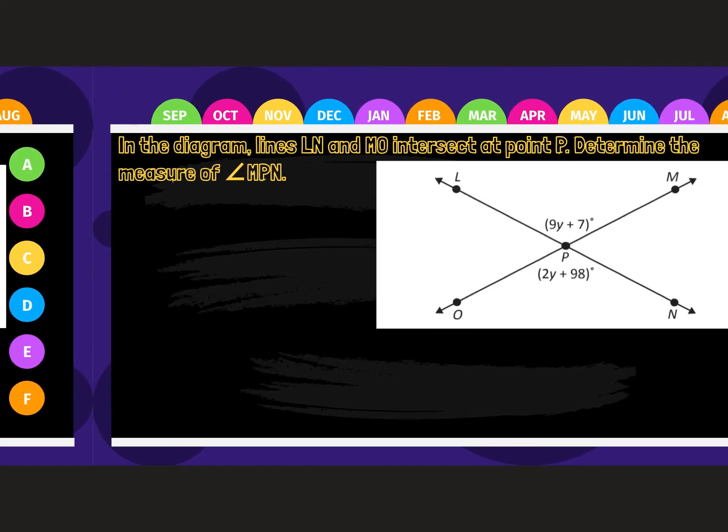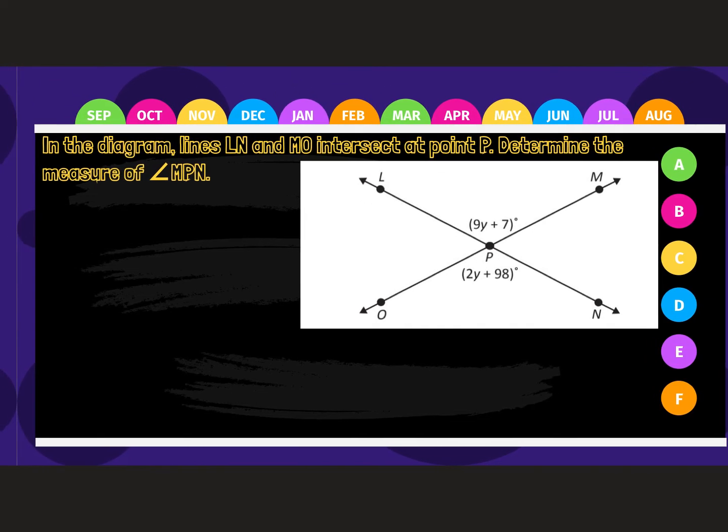All right, so now what I want you to do is try this third one on your own. So again, first determine the angle relationship, and then based on the angle relationship, solve for your x, and then use your x to find the measure of MPN.